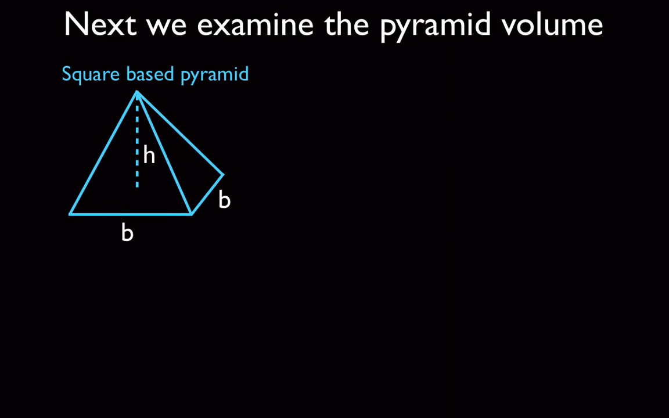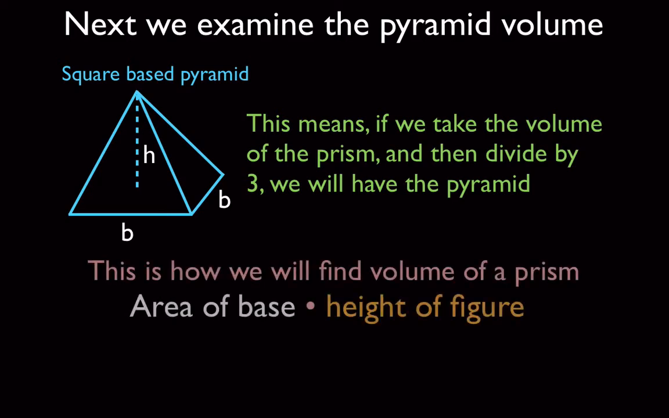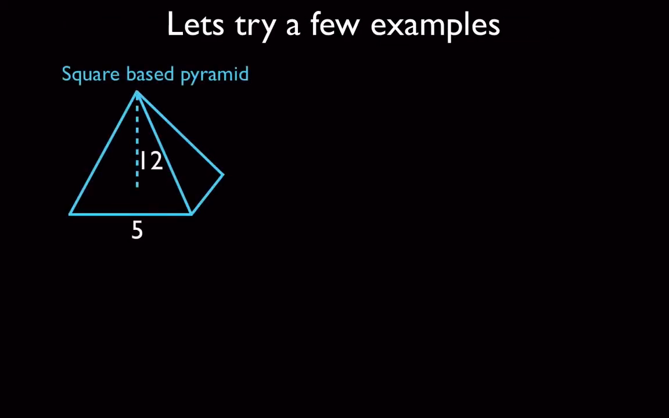So let's take a look at how we find that volume then. Since it takes 3 to fill 1 prism, if we want just 1, it would be 1/3 of the volume of the prism. What that means is we're going to take what we did before, which is area of base times height, but this time we're going to divide it by 3 because it takes 3 of them to fill a prism. So let's try a few examples. We're going to do the first one together.